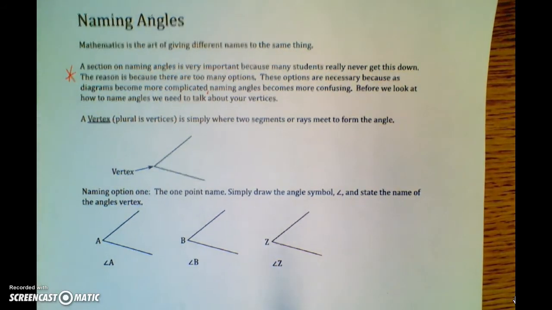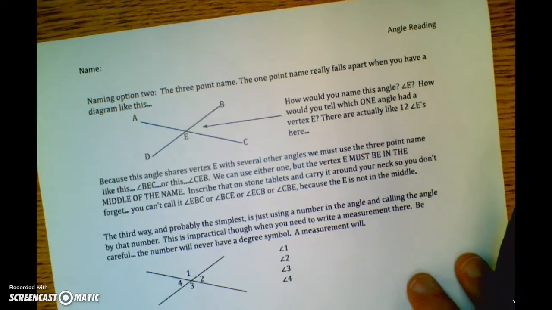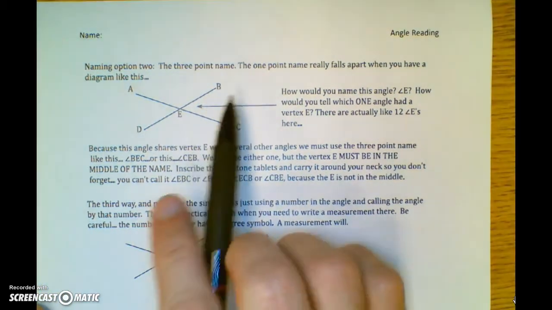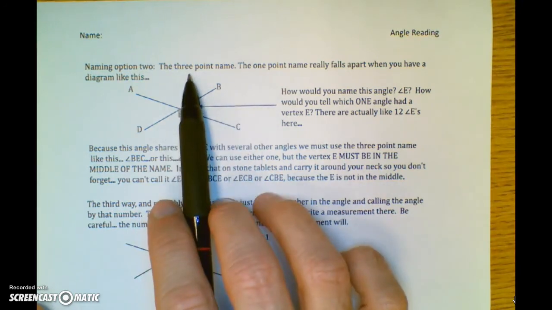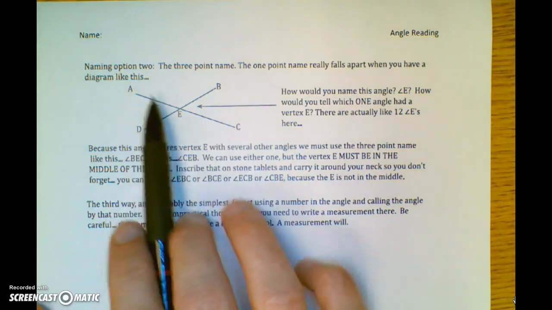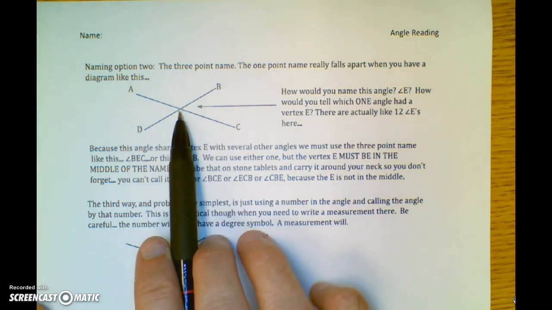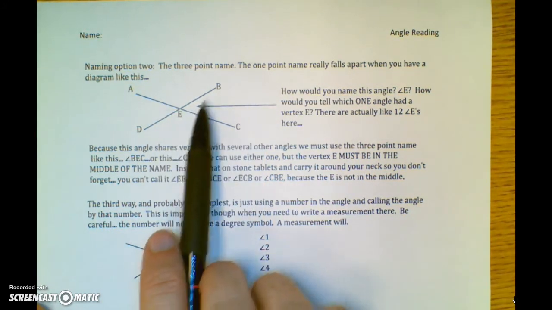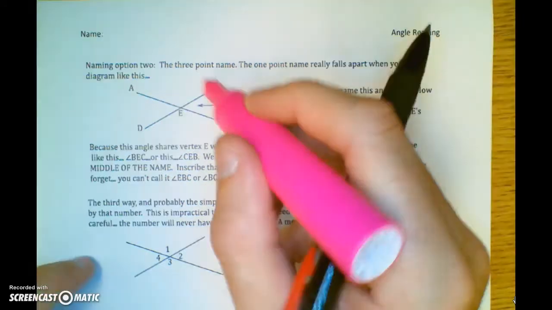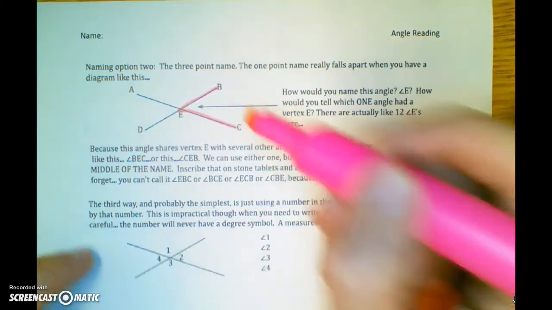Flipping the sheet over are the other two methods. Another way to name angles is using a three-point name. So we have to use a three-point name because the one-point name really falls apart when you have a diagram like this. If I said, how would you name this angle that the arrow is pointing to, and I'll highlight it with my highlighter so you can get a sense. How would you name that angle?